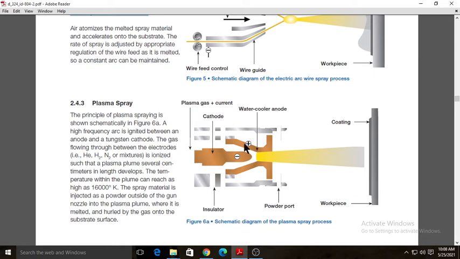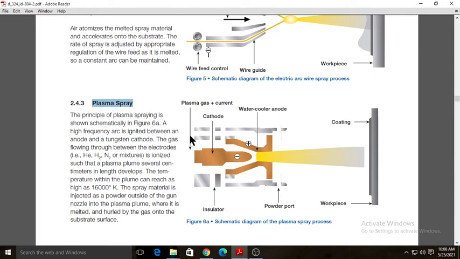So this is the plasma spray coating. Here plasma spraying makes use of the plasma torch as the main tool for heating and spraying the coating. Plasma is an ionized gaseous cloud composed of free electrons, positive ions, neutral atoms and molecules. A high frequency arc is ignited between the anode and the tungsten cathode. The gas flowing between the electrodes is ionized and forms plasma.